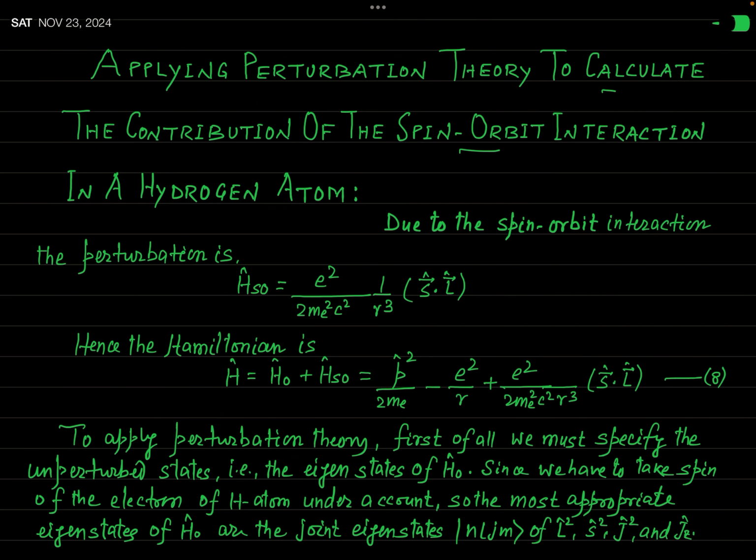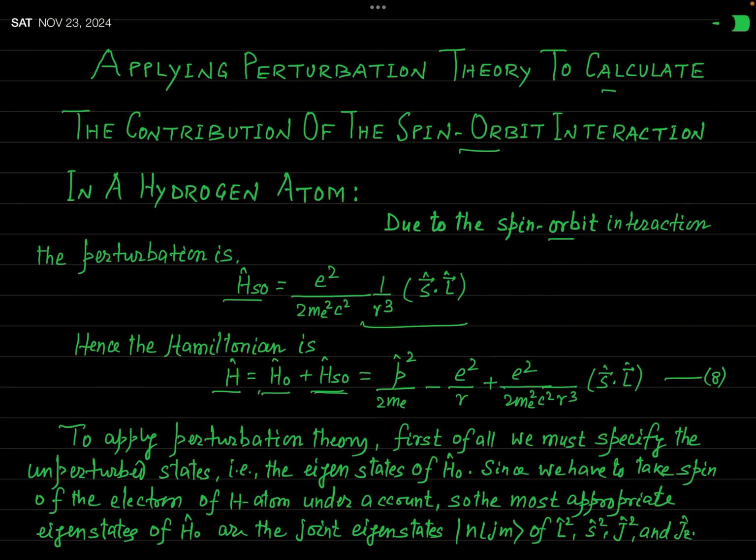As I have just told you, due to the spin orbit interaction the perturbation is HSO, and this much you have already obtained. Therefore the Hamiltonian now will be given by H equal to H naught plus HSO. You know this H naught. What is this? This is the unperturbed Hamiltonian, the Hamiltonian for which the Schrodinger equation can be solved exactly. And this is the perturbing Hamiltonian or perturbation term.